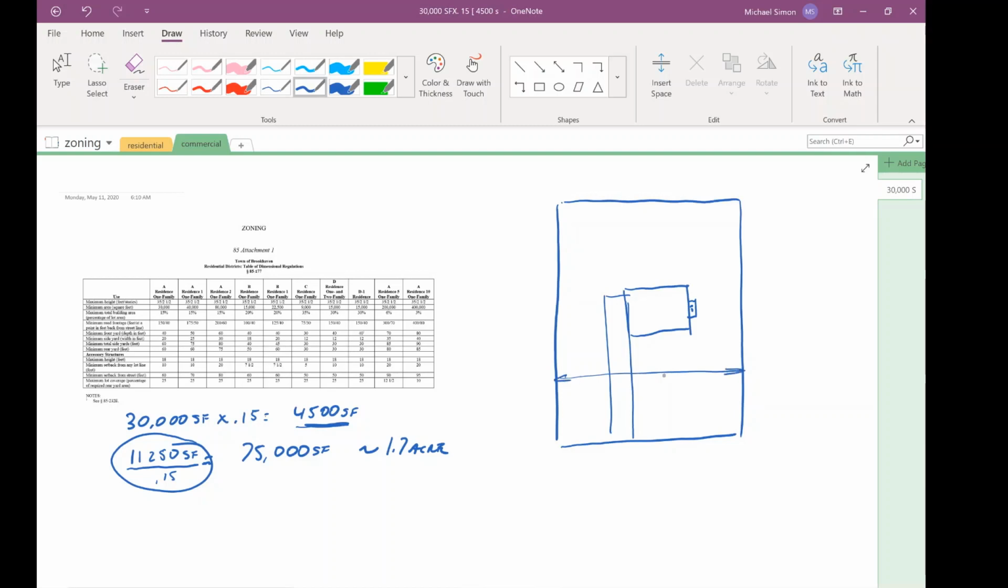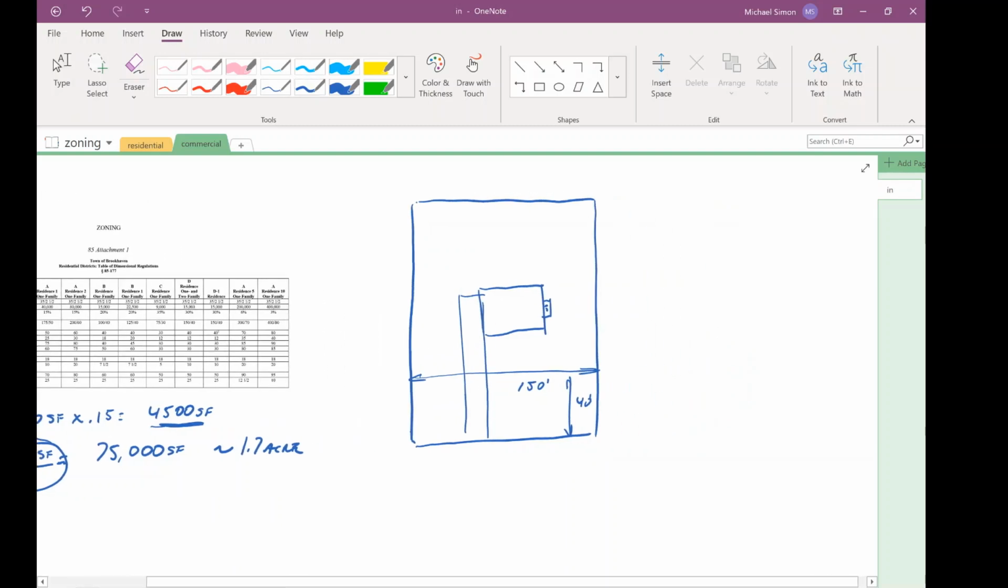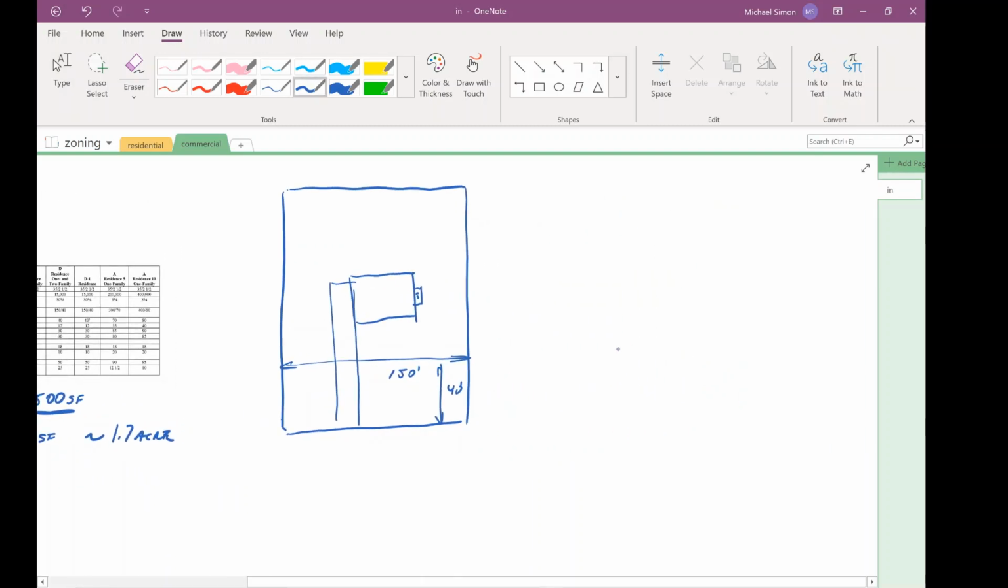We need to have 150 feet at a point measured back 40 feet from the road. Now, some of you are looking at that saying, well, it's a rectangular lot, so why would that be an issue at all? It's going to be the same width all the way through. What happens if you're on a cul-de-sac?